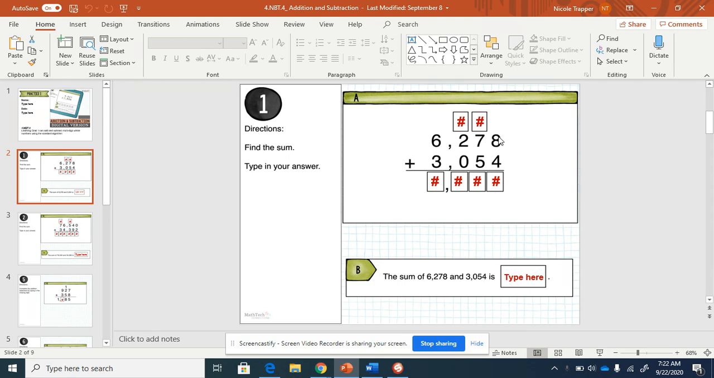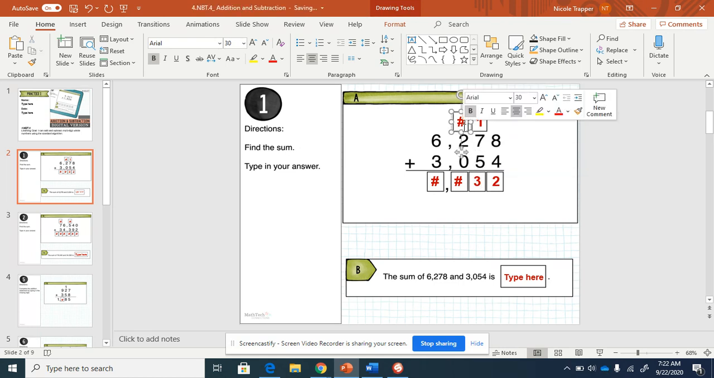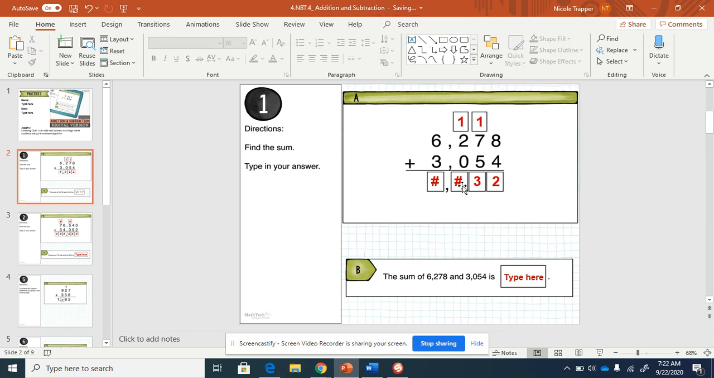So I'm going to start by doing number 1. 8 plus 4 equals 12. So I bring my 2 down here, and I regroup my 1 up in here to the tens place. 1 plus 7 is 8, plus 5 more is 13. So 3 goes into my tens place, and a 1 comes up here to the hundreds place. 1 plus 2 plus 0 is 3. And then 6 plus 3 is 9.